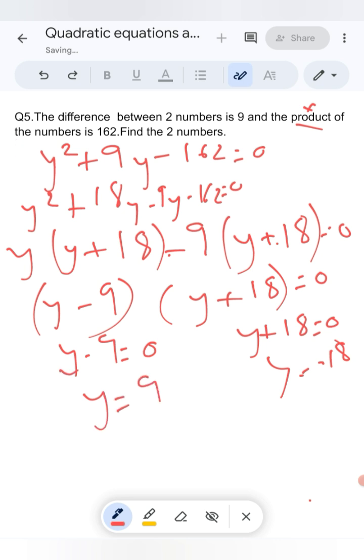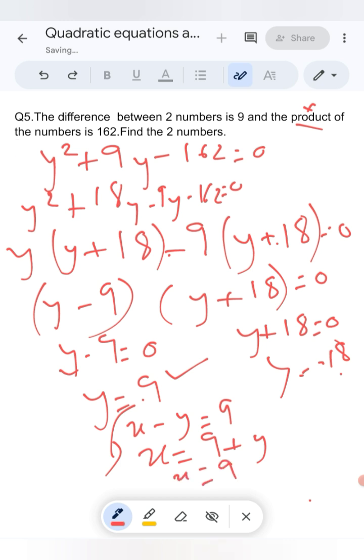Now remember, the difference between two positive numbers is 9. This was our question. x minus y is equal to 9 was there, and I made this equation as x is equal to 9 plus y. Agreed? So this 9 and minus 18, I will be selecting my 9 and substituting that in the question equation which I made. So x is equal to 9 plus 9, that makes 18. So 9 and 18 are going to be your final answers.